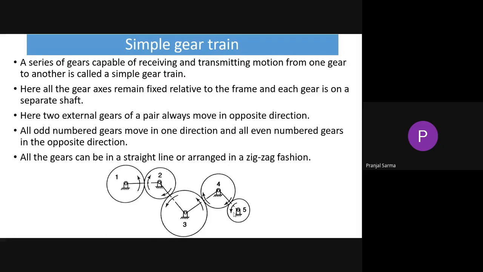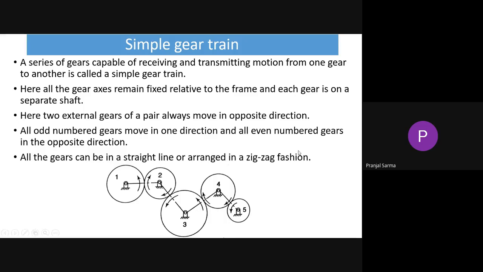So what is this simple gear train? In the first slide itself, we have discussed the simple gear train. Here a series of gears are capable of receiving as well as transmitting motion from one gear to another. They are in mesh, and this particular arrangement is known as a simple gear train. All the shafts and gear axes remain fixed relative to their frame.